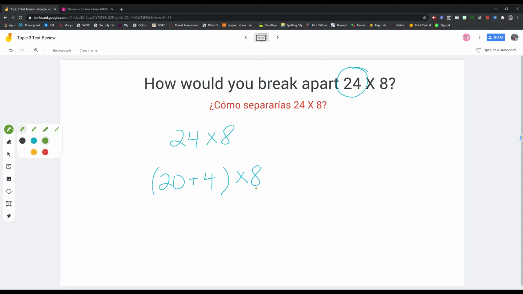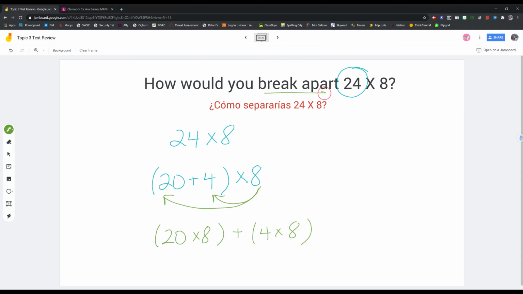And then I'm going to share the outside number times with each inside number. So this would become 20 times 8 plus 4 times 8. You don't need to solve, it just wants to know how you would break apart.